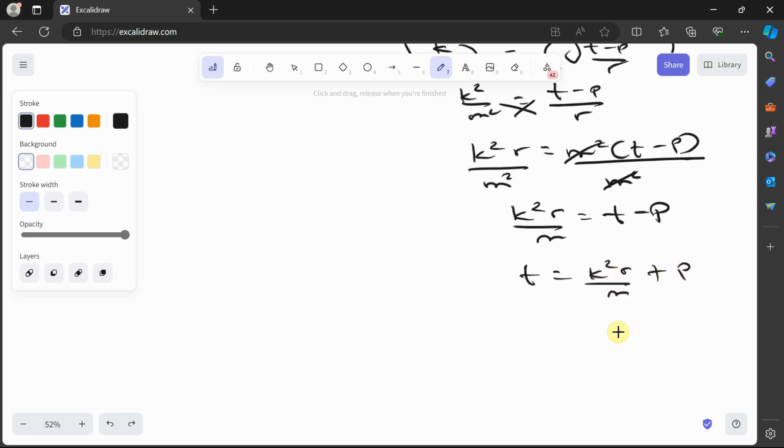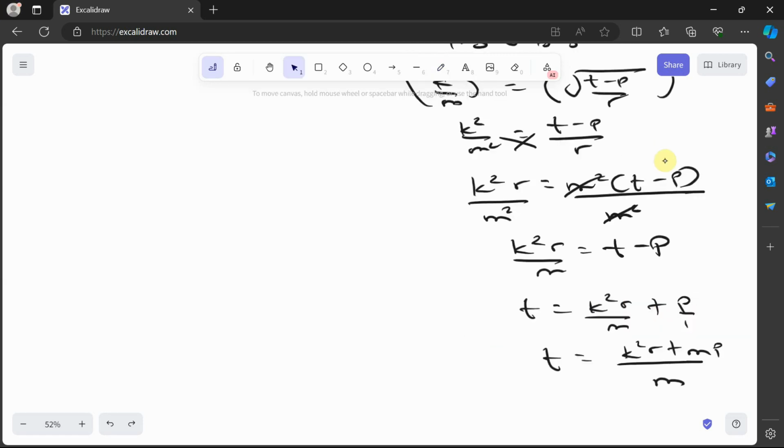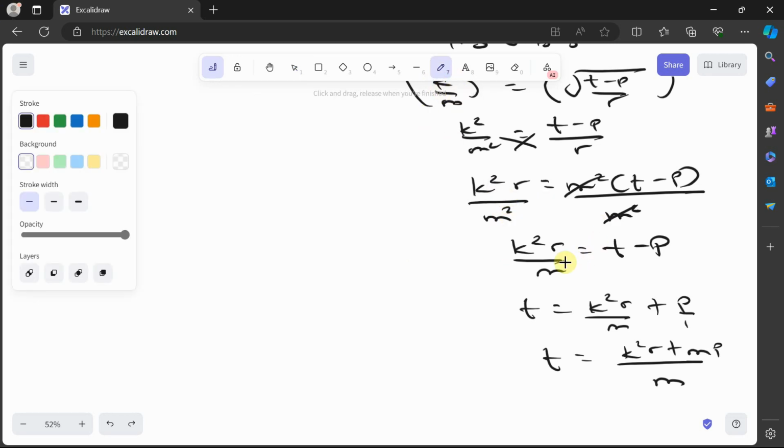So let's just make the answer look a bit more organized. So m in m is 1 times k squared r is k squared r, plus m in 1 is m times p, that is m. So I made a mistake somewhere here. I forgot the square here. So this is meant to be m squared, right? So this will be m squared, and that means our LCM will be m squared.